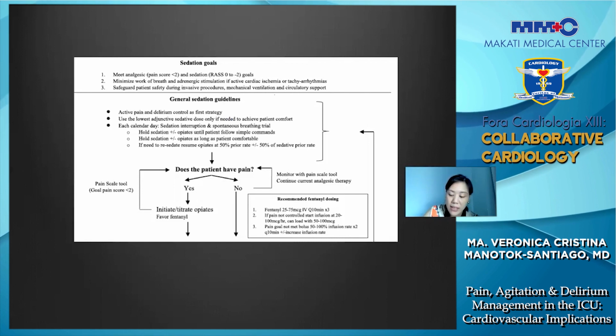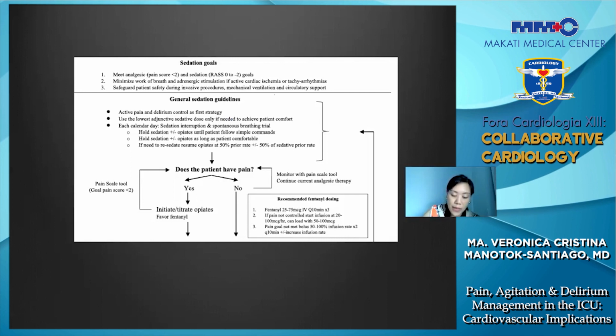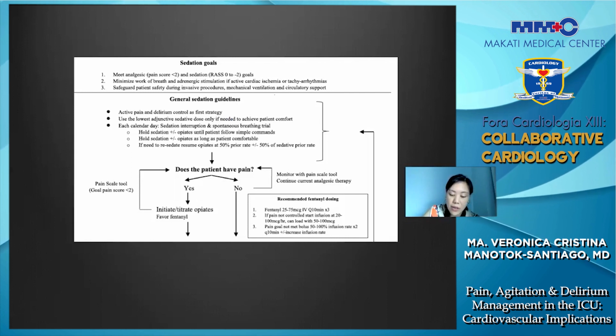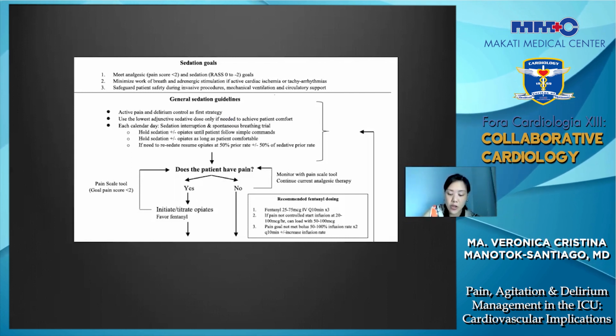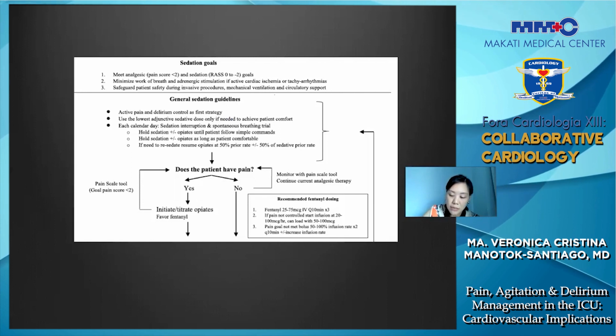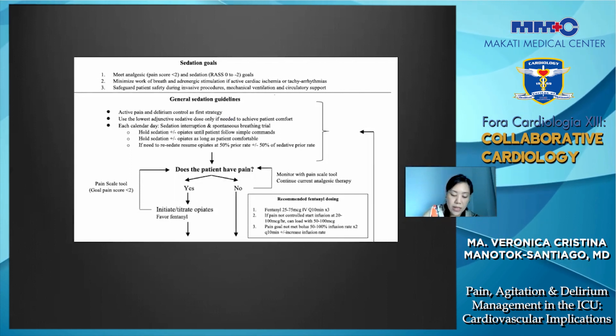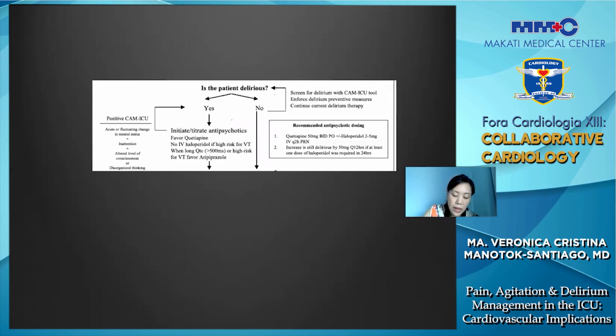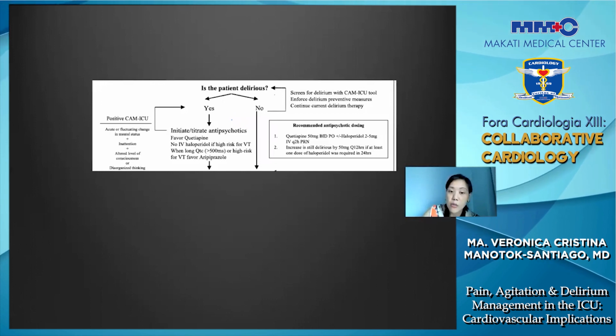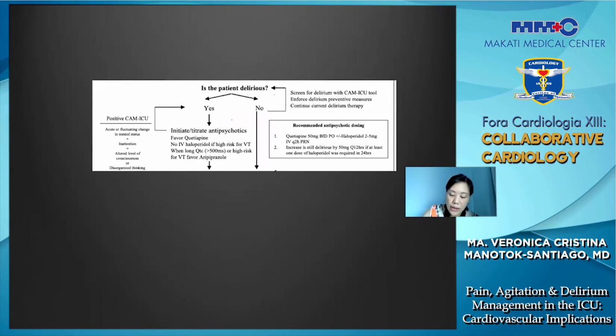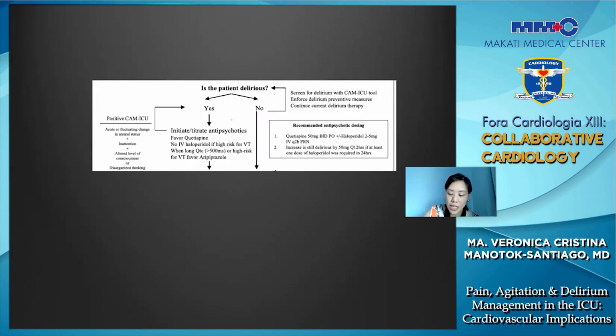The first question to ask is if the patient is in pain. If yes, we provide opioids and assess its efficacy by using the pain scoring system as discussed earlier. If the patient is not in pain, we assess if the patient is delirious, and if so, if the need for antipsychotics is warranted. Choose carefully which agent to use depending if there is high risk for ventricular tachycardia or long QTcs.